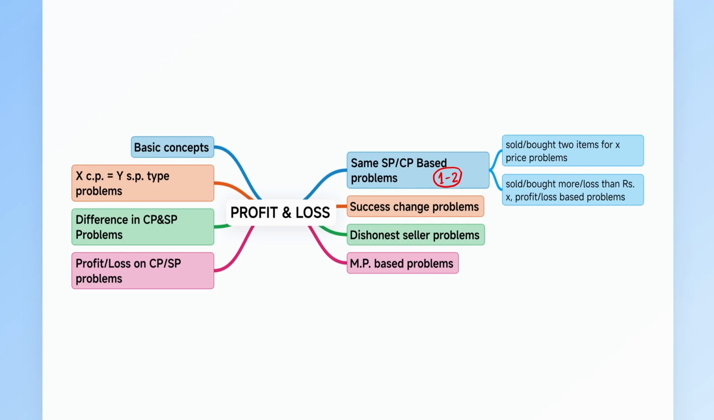In this lecture, we'll be covering basic concepts: if X CP is equal to Y SP, where CP means cost price and SP means selling price; difference in cost price selling price problems; profit and loss on cost price selling price problems; same cost price same selling price based problems; successive change problems; dishonest seller problems; and marked price based problems. So let's start with full energy. I want all of you to attend the lecture, then practice it twice before the next lecture.